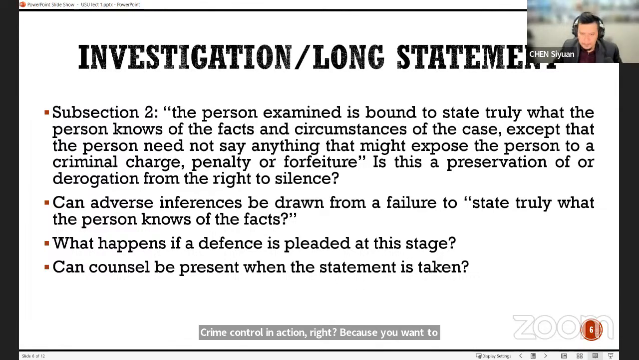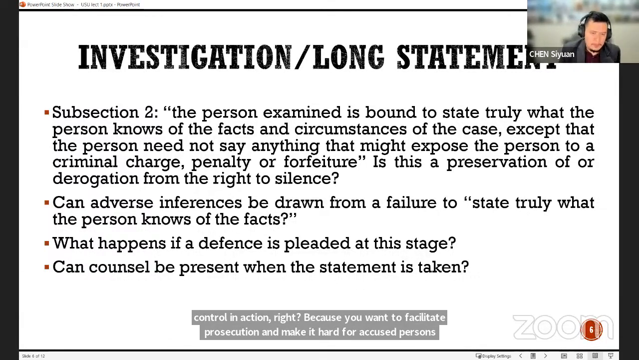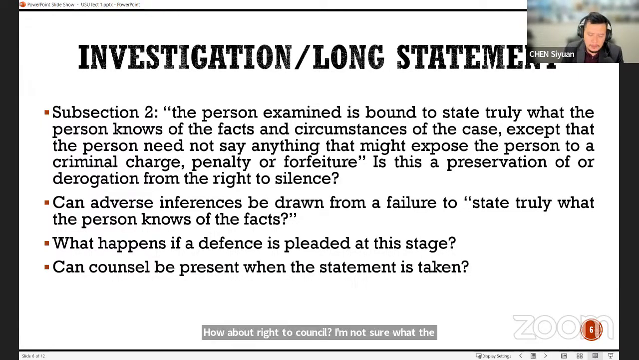How about right to counsel? I'm not sure what the situation is like in civil law systems, but in many common law systems, generally speaking, you can get a lawyer quite fast, right? The moment you say you want a lawyer, they're not going to stop you from seeing your lawyer if it's a crime. In Singapore, you will not get to see your lawyer immediately.